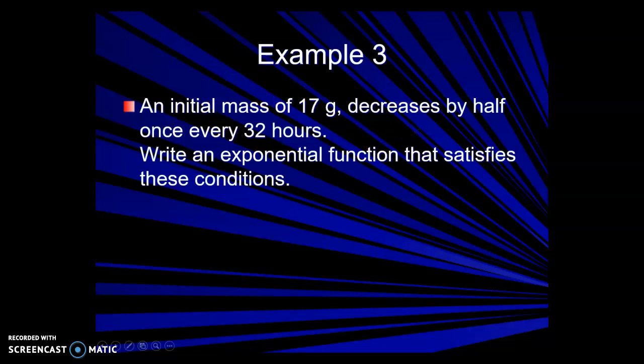All right, so here you have an initial mass of 17 grams. It decreases by half once every 32 hours. Write an exponential function that satisfies these conditions, okay? So we know the initial is 17. It's a decay function, so in place of 1 plus r, we're going to put a half, or 0.5.